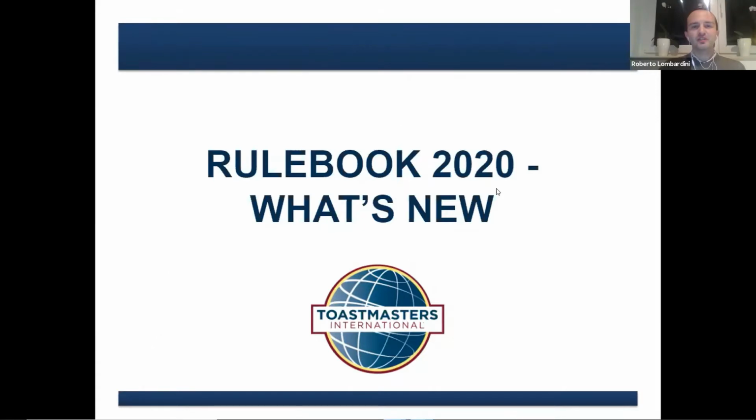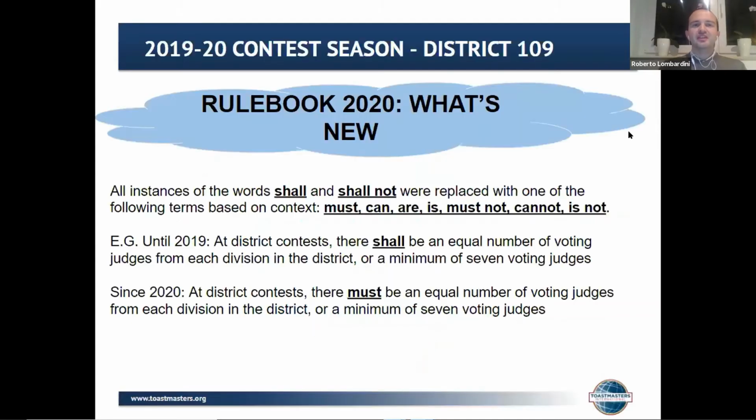So let's move on to the news of the rule book of this year, 2020. Some changes. I don't know why, but they removed all the instances of the words shall and shall not. Maybe they didn't like it anymore. And now, instead of shall, you find must, can, are, is. I think these are more clear to everyone in the world, while shall is considered outdated in the opinion of these new words in the rule book.